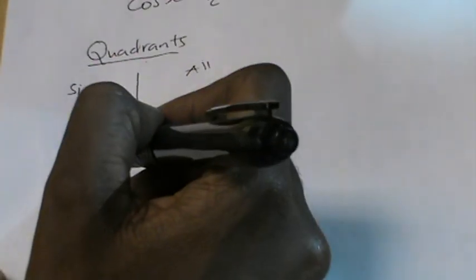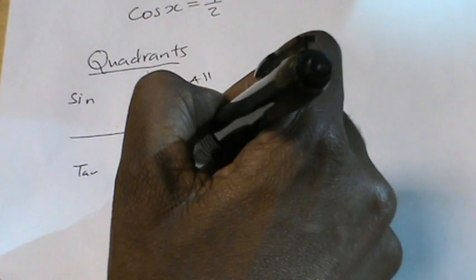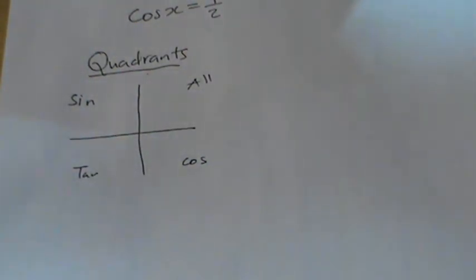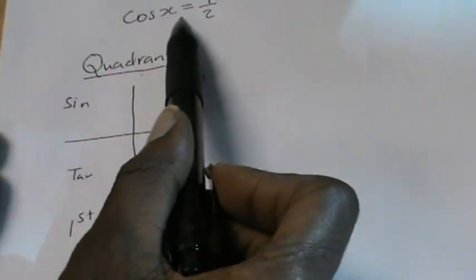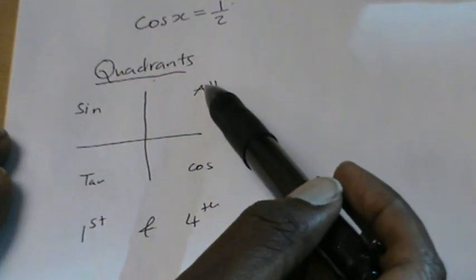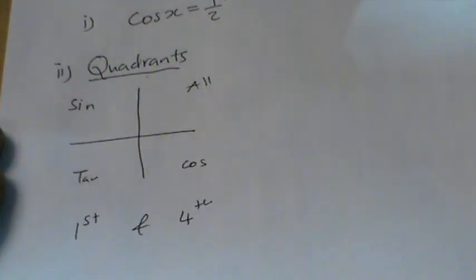Okay, so we know that in the first quadrant, all of them are positive. In the second quadrant, only sine is positive. In the third quadrant, tan is positive, and in the fourth quadrant, cos is positive. So we're looking for the quadrants where cos is positive, so it's definitely the first quadrant, and the fourth quadrant, because we want a positive cos. That means the first quadrant where all of them are positive, and the fourth quadrant where only cos is positive. So this was step number 2.